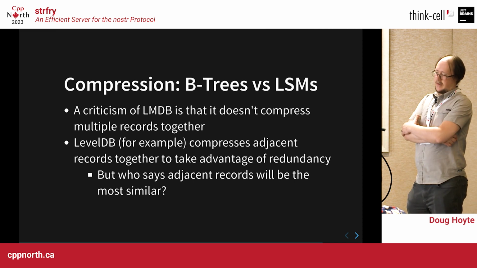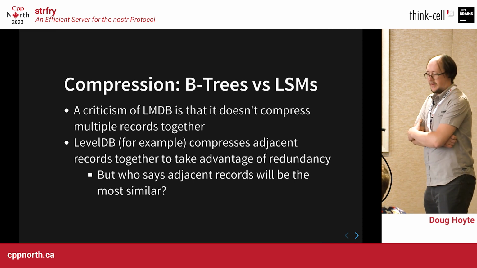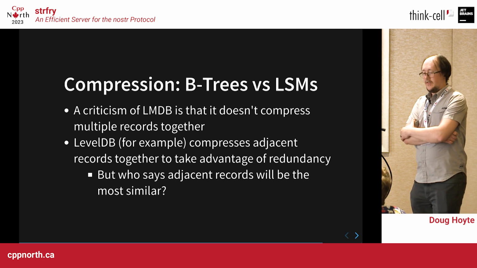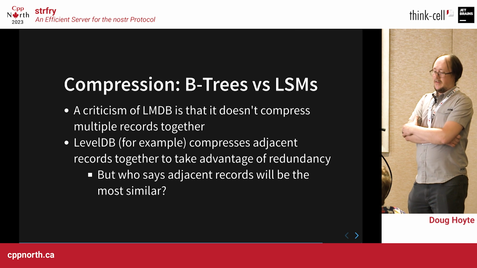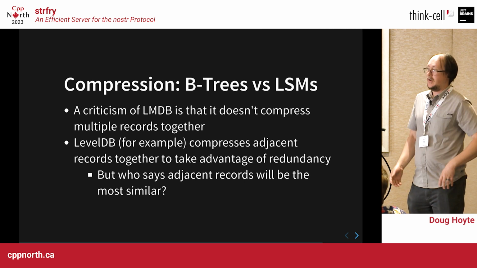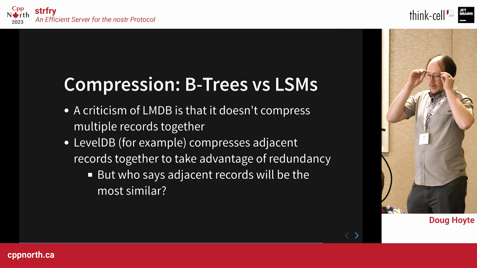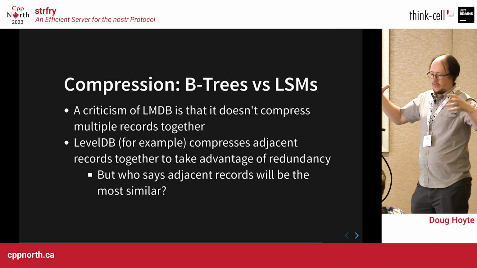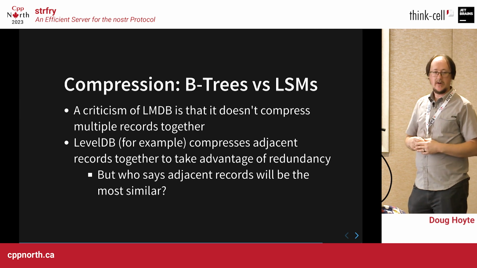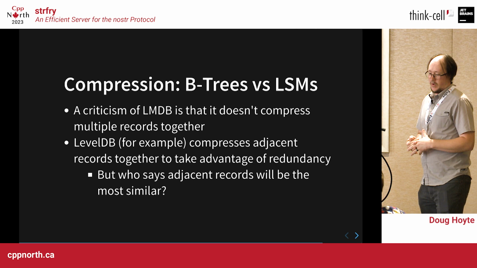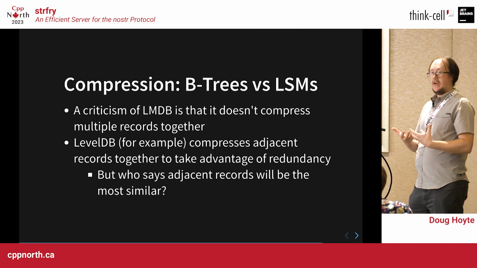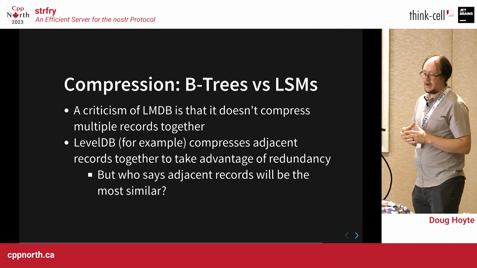So just as a bit of an aside here, one of the common criticisms of LMDB is that it doesn't compress multiple records together, right? LevelDB, for example, is what they call a log-structured merge tree. When you commit a bunch of elements into the database, it will eventually gather them up again, put them into a big block, and then compress that and write the compressed block out to memory, right? And one of the nice things about that is that if you have two data records that have a lot of similarities, those similarities will get compressed, right?